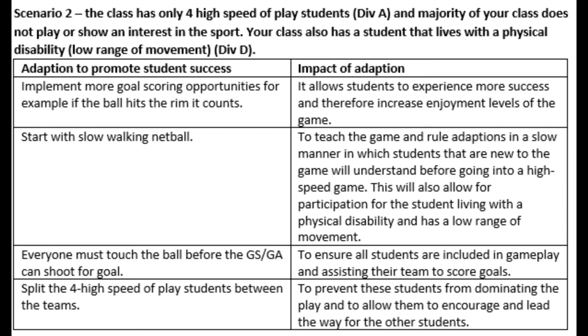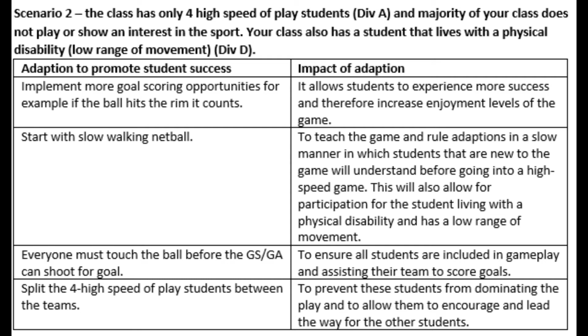For Scenario 2, the first adaptation would be to implement more goal-scoring opportunities through allowing a point to be gained by hitting the rim of the goal. The impact of this is that students will experience more success and therefore enjoyment levels will increase. The second adaptation is to start with slow walking netball.